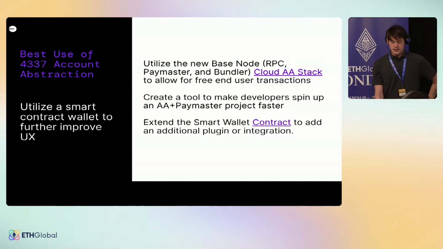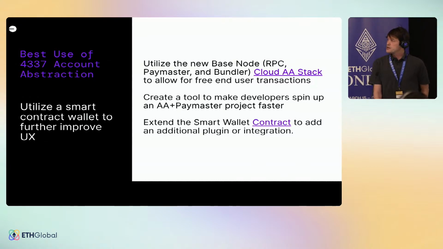Then the second one has very different criteria, so you just need to hit one. Best use of 4337. That can be using our cloud bundler or paymaster. You can use that with Alchemy Account Kit, Pimlico, EtherSpot, any of the providers I showed before. You could make a tool that makes it easier to use account abstraction in your dApp. Like make an improvement in using Rainbow Kit or some other login provider that makes it dead simple to actually use AA by default.